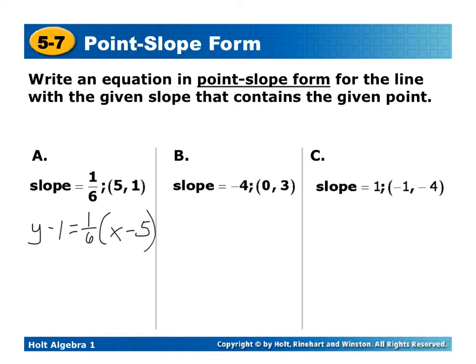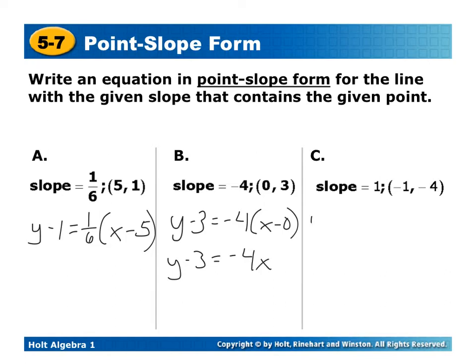So now I want you to pause the video and try these next two on your own and then just check and see how you did. So for B, we have y minus our y value, which is 3, is equal to our slope, which is -4, times x minus 0. But on this one, because that minus 0 wouldn't change it, we could actually simplify this even further. It's just y minus 3 equals -4x.